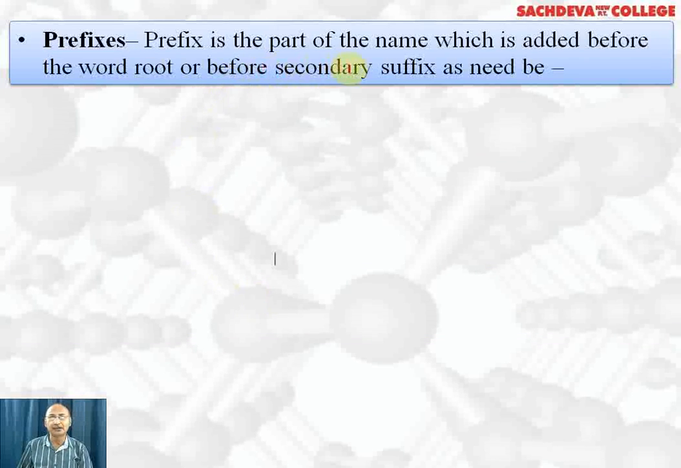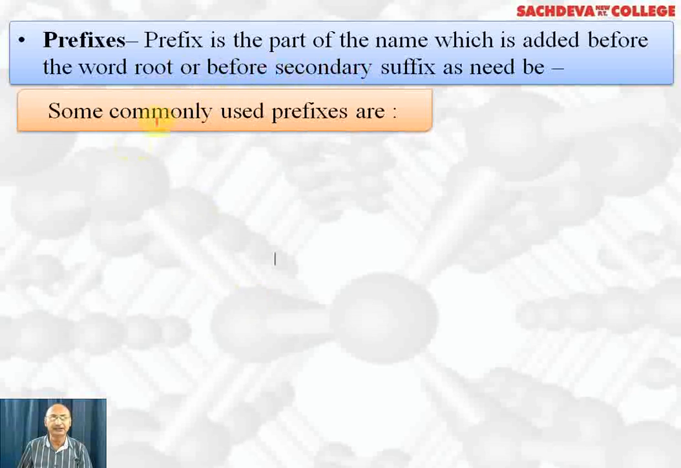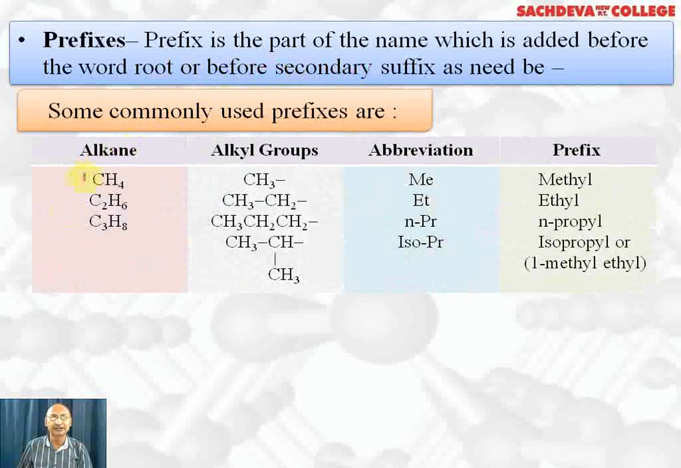Prefix is the part of the name which is added before the word root or before the secondary suffix as need be. Some commonly used prefixes are, for example, for alkane, these are alkanes, and alkyl. Methyl, this will become methyl. It is also denoted by Me, and methyl is the prefix. C2H6, if one hydrogen is removed, we will get ethyl. It is represented by Et also. And ethyl is the name of this prefix.